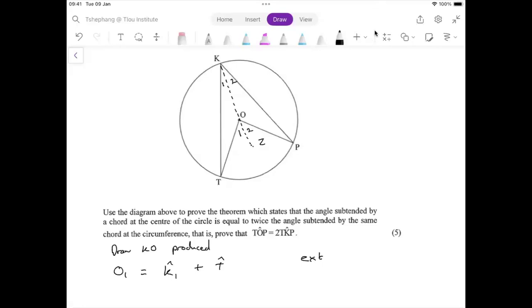Now going back to our proof. So this will be the exterior angle of a triangle.